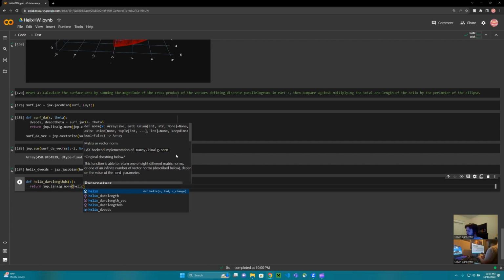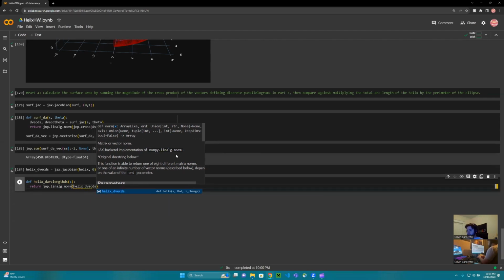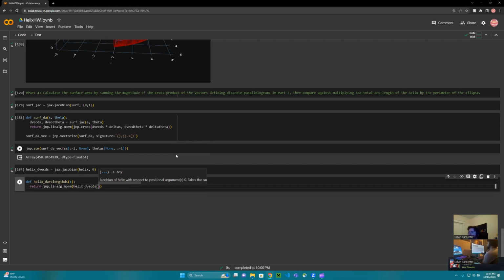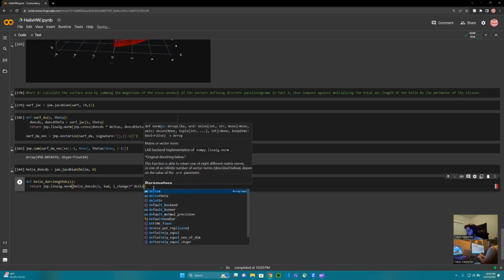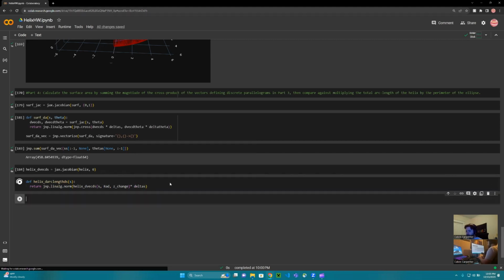What was the helix dvec ds? Yes. This guy's in terms of our normal helix function, s, rad, z change. And then we're going to multiply that by delta s. Cool.